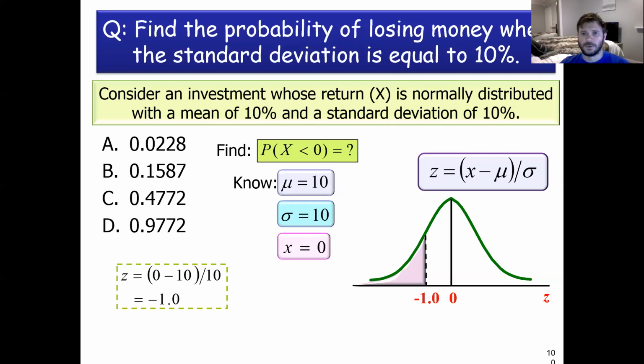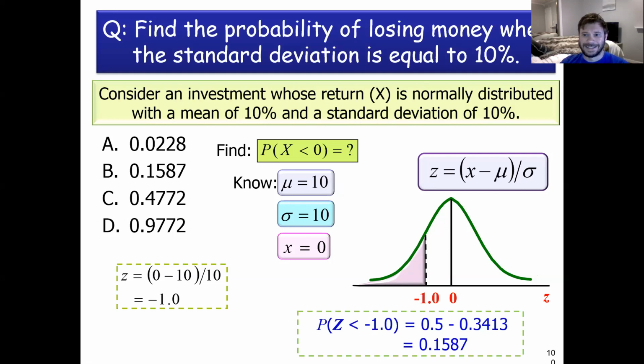So I look up the z-score table. Again, I go to that standard normal table. I find the row corresponding to a z of 1.0. I go to the 0, 0 column, and that gives me a table probability of 0.3413 for this area here. And I subtract that from 0.5, which again is the area to the left of 0 under the left half of that distribution, which leaves us with a lower tail probability now of 15.87%, a little higher. Next question, moving along.